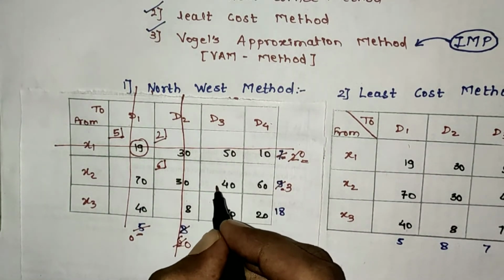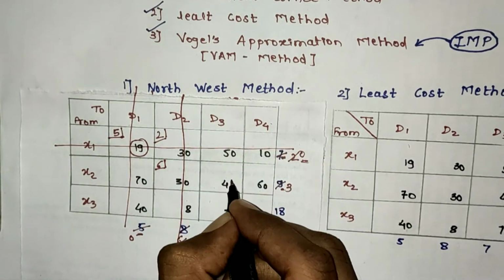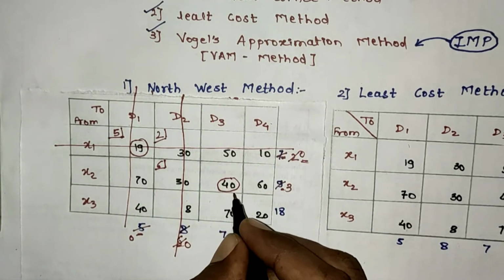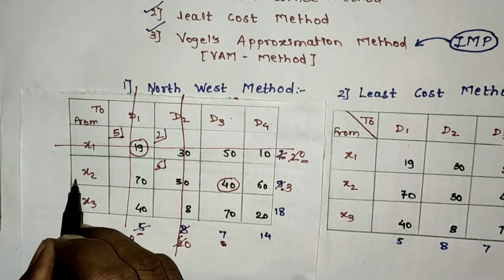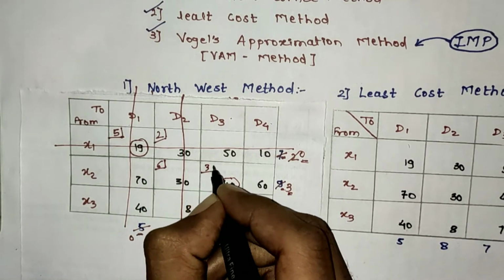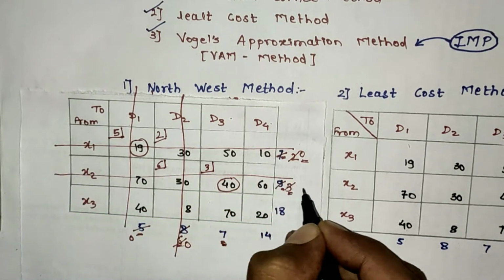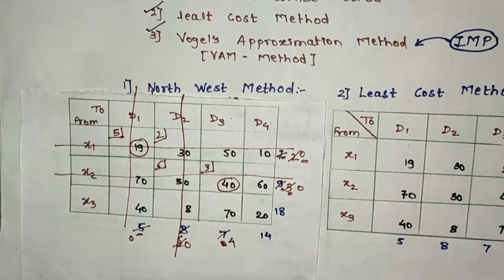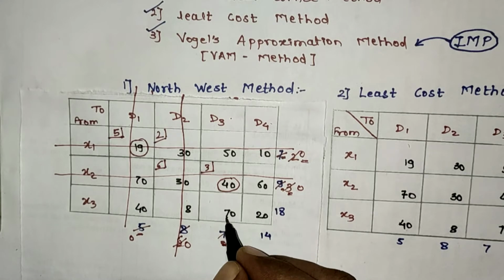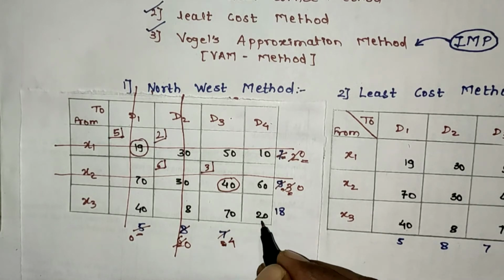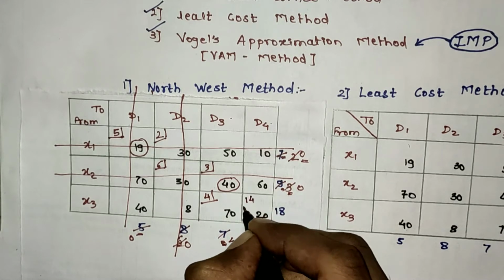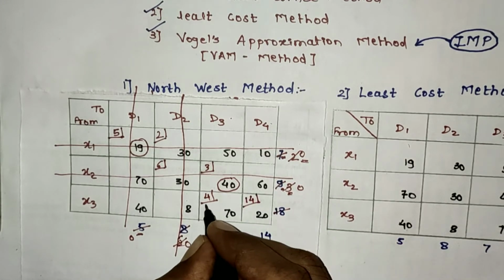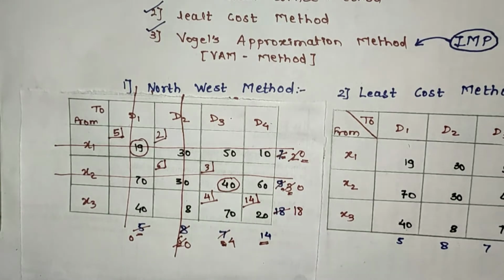Now the next one is 40. The northwest element is 40. This element has a demand of 7, meaning destination 3 has a demand of 7, and X2 can supply 3 units. So supply the 3 units to 40. It gets cancelled because it's 0 and the remaining demand is 4. Now the next northwest values we have are 70 and 20. Directly supply 4 units to 70 and directly supply 14 units to 20. If you total these two, 14 plus 4 gets 18, so it is also cancelled.